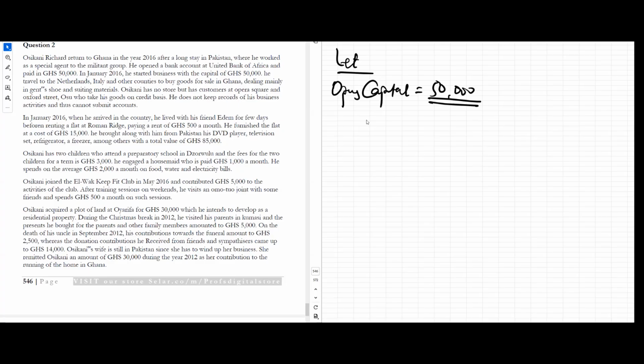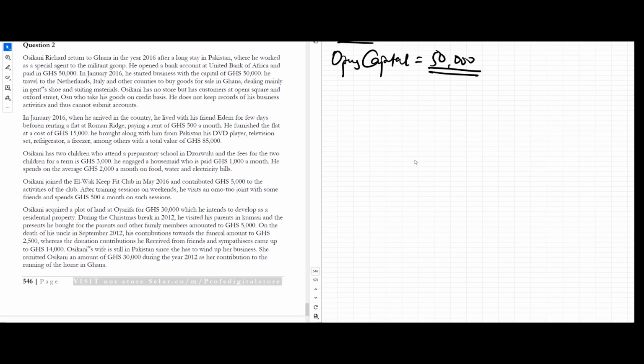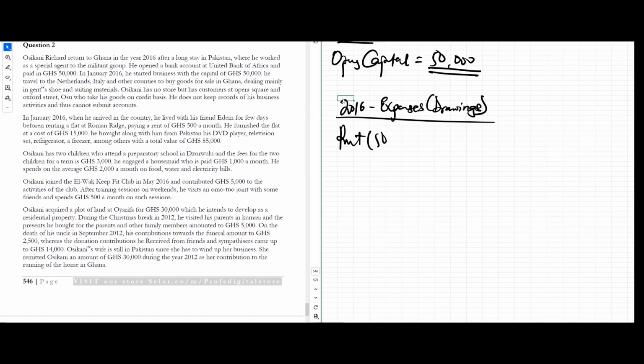Good. So in January 2016, when he arrived in the country, he lived with his friend Edem for a few days before renting a flat at Roman Ridge, paying rent of 500 a month. So 2016 expenses, drawings. You see how easy this thing is. Yes, it's all about applying your knowledge. So drawings, rent, 500 a month, right? So times 12 months, that would be how much?